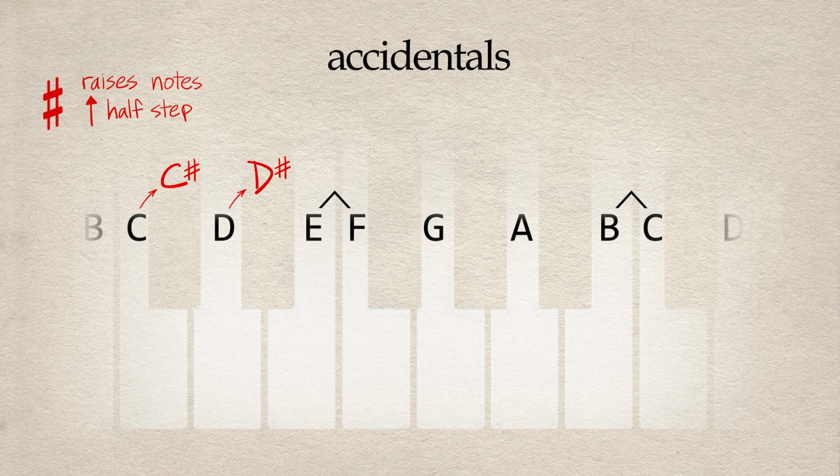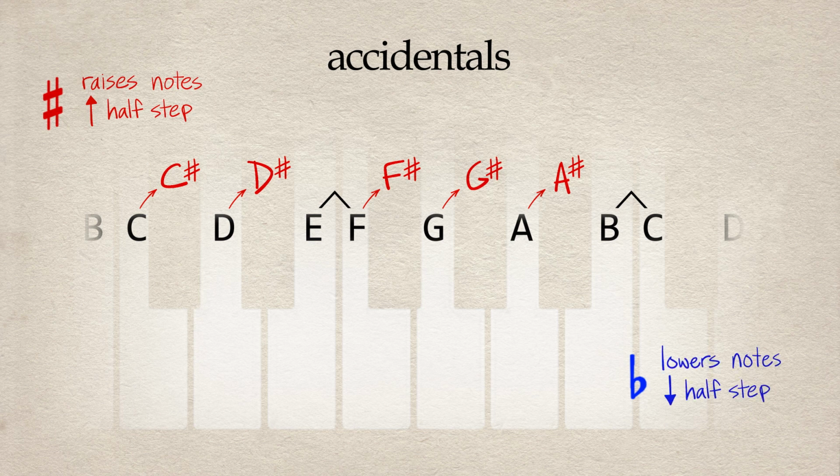E and F are already half step apart, and if you put a sharp on the F, it becomes an F sharp between F and G. On G, it becomes a G sharp between G and A. On A, it becomes an A sharp between A and B. And B and C are also naturally half step apart. Now, a flat does the opposite. It lowers the note down a half step.